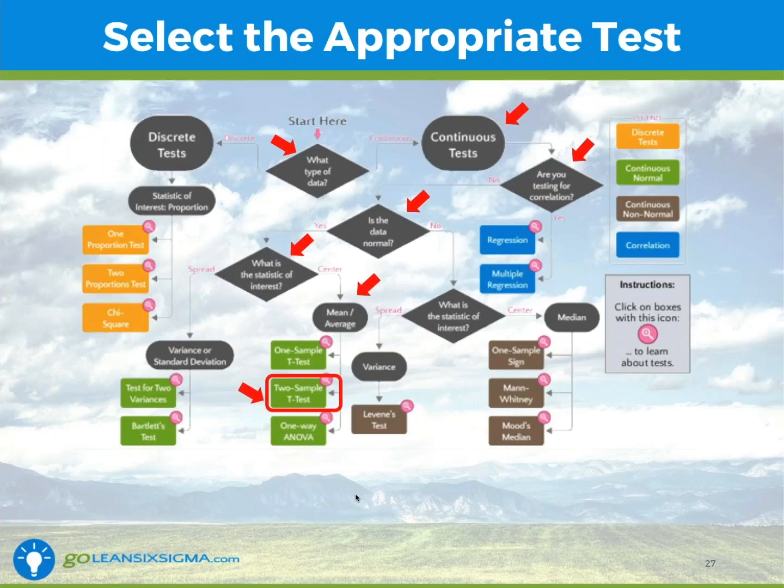And you can see on the left there are fewer discrete tests, while continuous is divided up. You've got correlation, then you've got normal, non-normal. But we're going to focus on this one test today. It's a very common test to use.